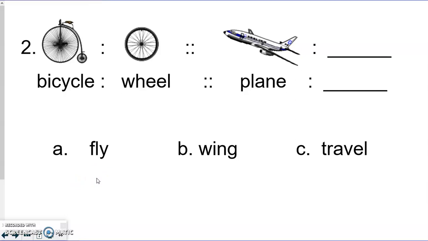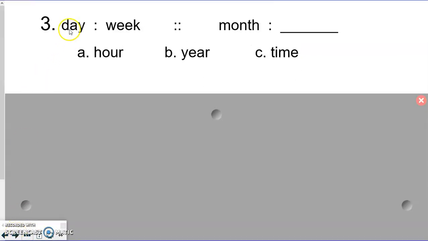Look at our answer choices and show me with your fingers what you're thinking. Show me a 1 for A, or a 2 for B, or a 3 for C. I hope you're showing me a 2 for B, which is wing. That's the correct answer. A bicycle is the whole, and it has a wheel as a part. A plane is the whole, and it has a wing as a part. All right, let's look at another one.